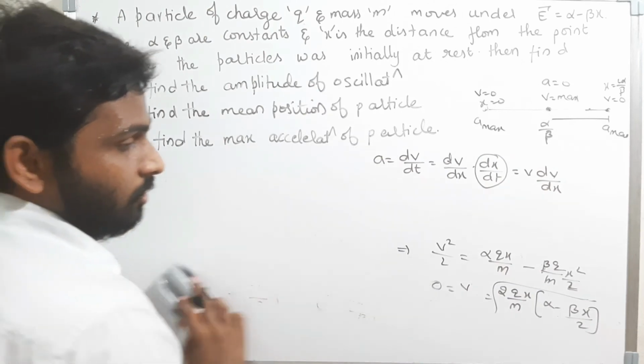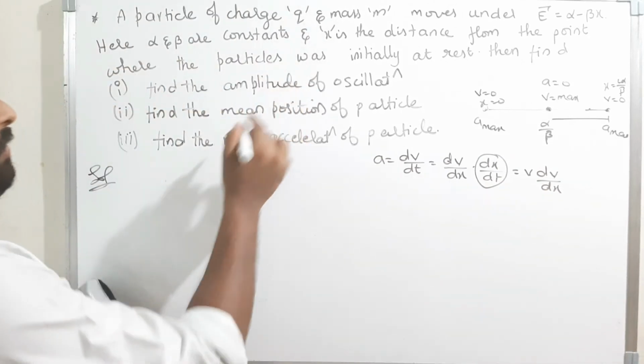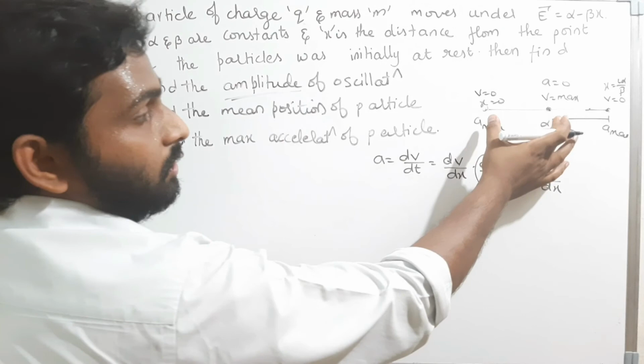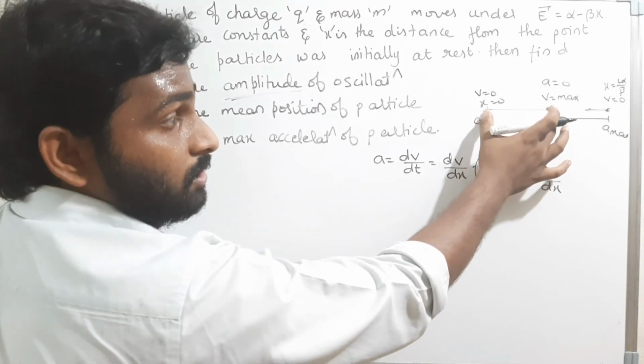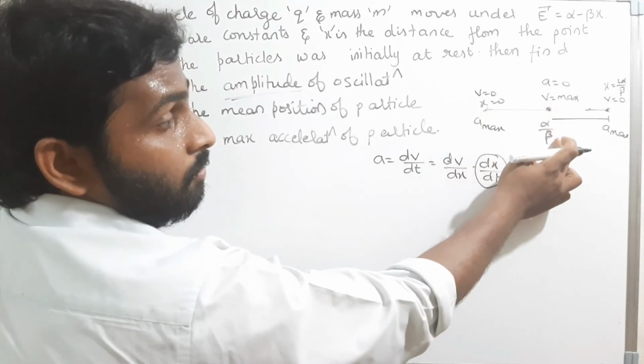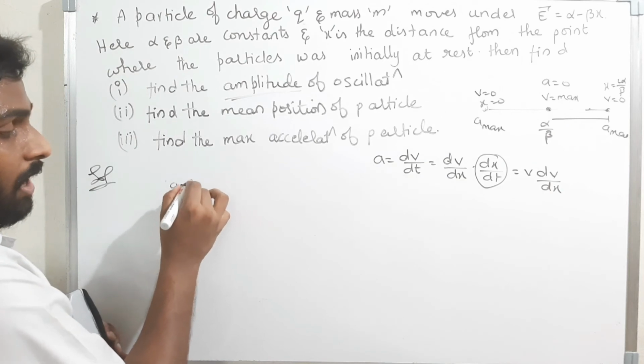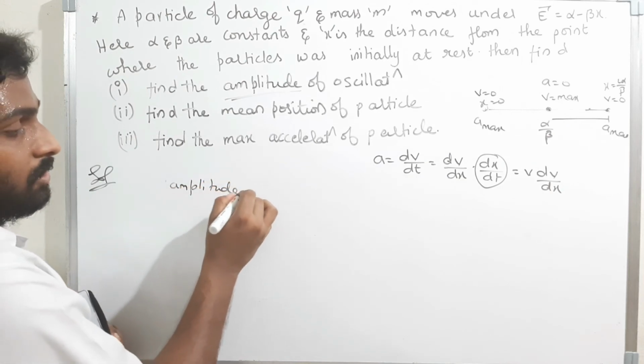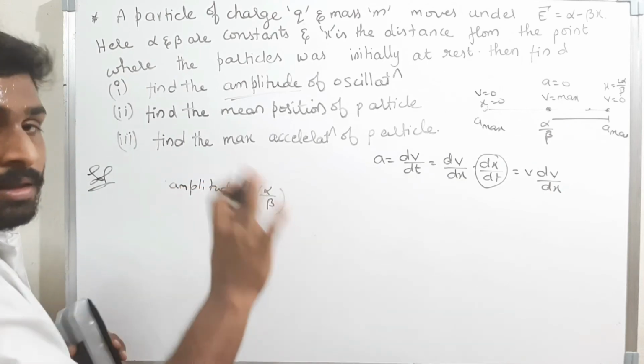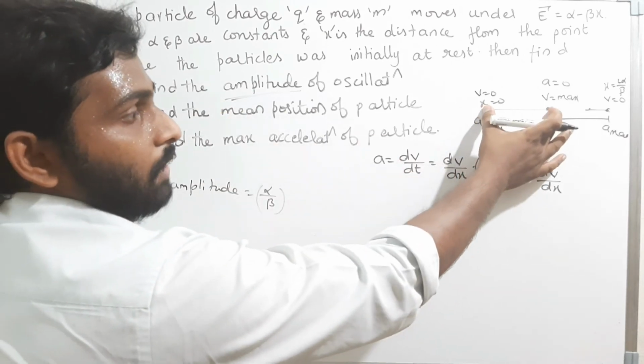Now, everything I got. What did they tell us to find? They told us to find the amplitude. What is the meaning of amplitude? The amplitude is nothing but the distance between the extreme position and the mean position. What is the distance? 0 to alpha by beta. What is the amplitude I will get? Alpha by beta. Well and good. I got the amplitude, that is alpha by beta.